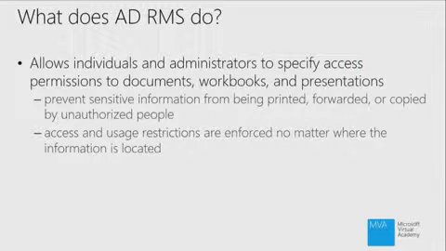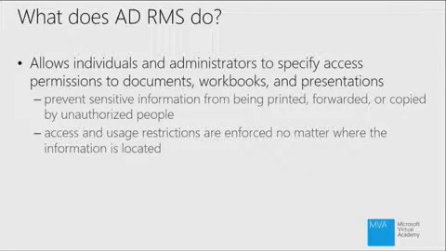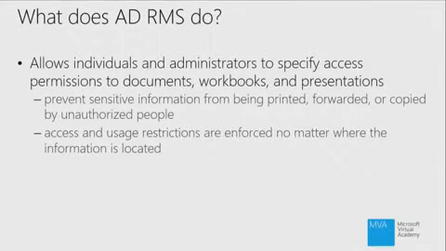Allows individuals and administrators to specify access permissions to documents, workbooks, and presentations. It's not necessarily limited to just these 3 pieces of information. Again, I mentioned emails. You can expand this out to other bits of data. Prevent sensitive information from being printed, forwarded, or copied by unauthorized people. Access and usage restrictions are enforced no matter where the information is located. If I create a Word document, I protect it with RMS, I email it to someone outside of Microsoft or outside of my organization, they are still subject to the restrictions of that document. And even then, given that they can access the RMS infrastructure through some other means in the first place.